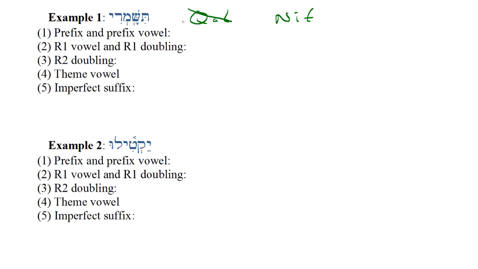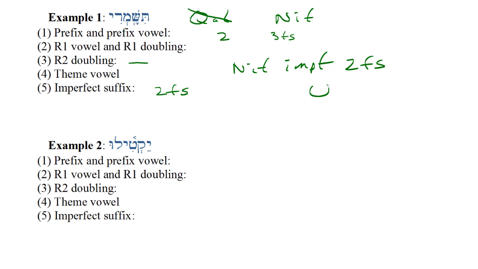The prefix itself is a tav, so that tells us that we have anything of second person, or possibly a 3FS. And R2 doubling is not a factor here. Our theme vowel has reduced. We don't need to worry about that. And our imperfect suffix is a hirik yod, which matches second feminine singular. And so we have a nifal imperfect second feminine singular. Our root is shamar, and this would mean you, feminine singular, will be kept. The nifal has the passive meaning.